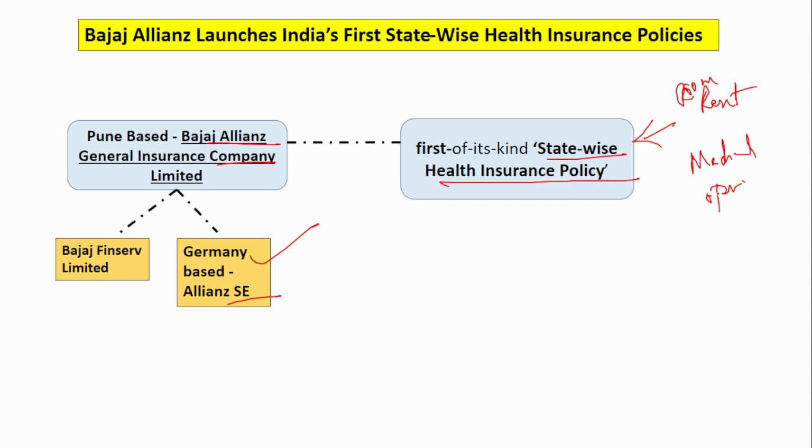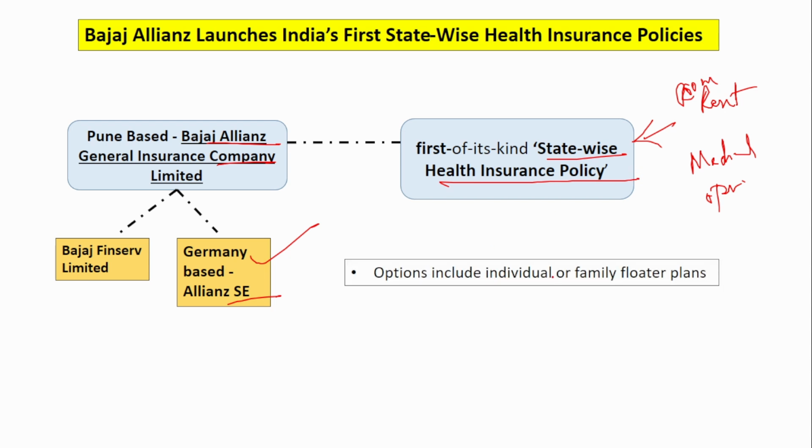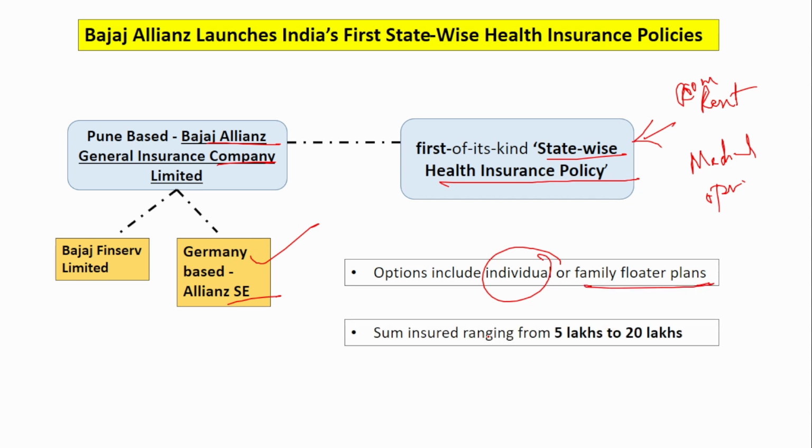So that is why it was very important to launch this state-wise health insurance policy, because from one state to another, there are a lot of price differences that have to be incorporated, and that is why this state-wise health insurance policy was launched. These options include both individual and family floater plans, and the sum insured ranges from 5 lakhs to 20 lakhs.